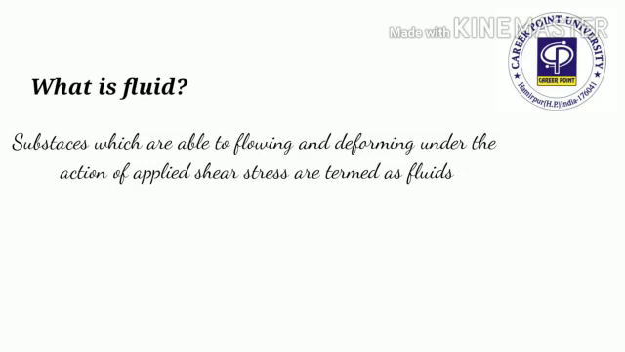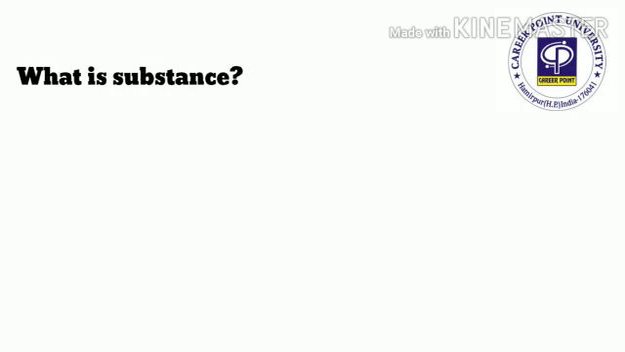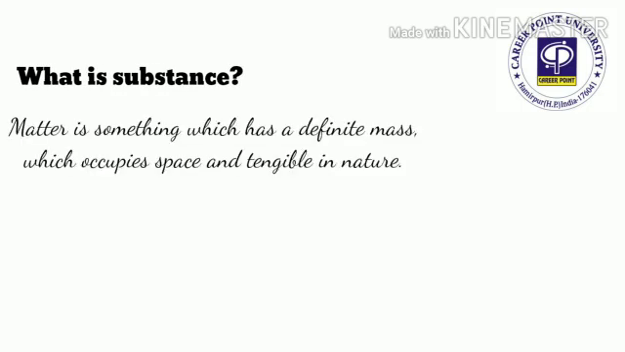Now, what is fluid? Generally, fluid is termed as a substance which can flow, but this is not an exact definition of fluid. Fluid is defined as the substances which are able to flow and deform under the action of shear stress. Now, in this definition of fluid, there are two terms. The one is substance and another is flow. What is substance? Substance or matter is something which has a definite mass, which occupies space and is tangible in nature.